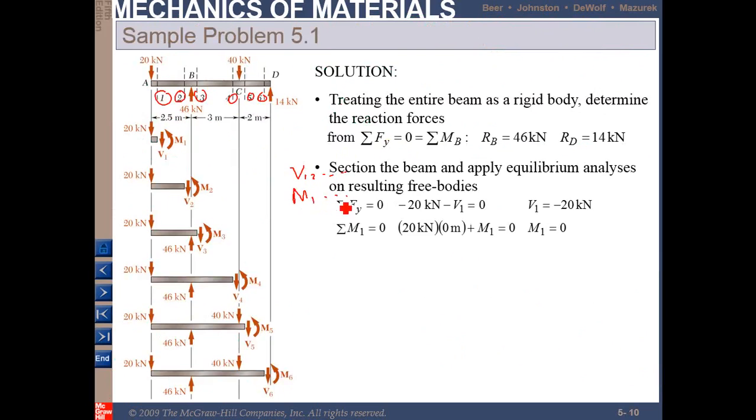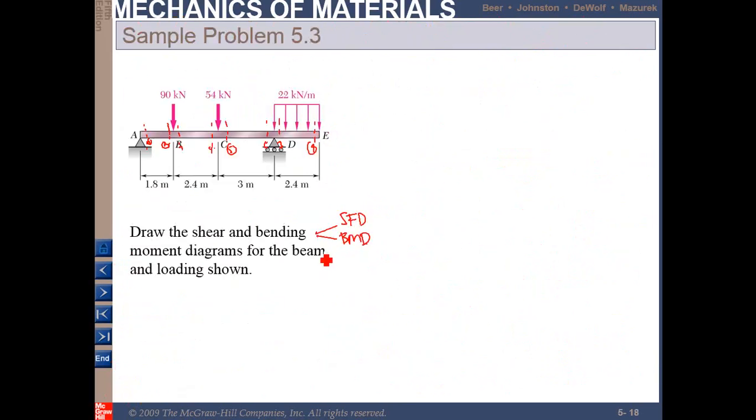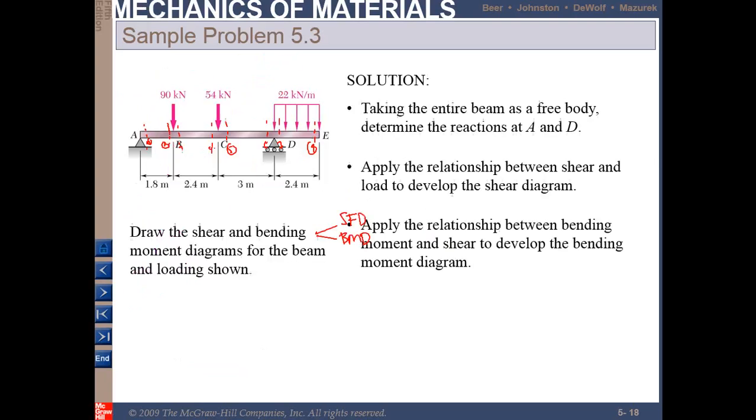Okay, we calculate. But actually, once we know the principle, we do not need to calculate at each point. We can apply the relationship between shear and load to develop the shear diagram. So first for this problem, you can take the entire beam as a free body, and determine the reactions at A and D.